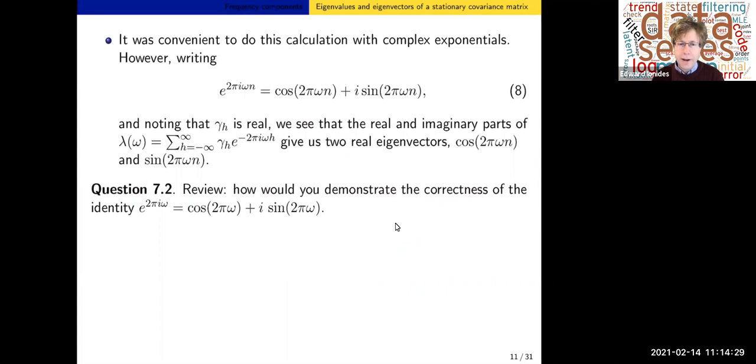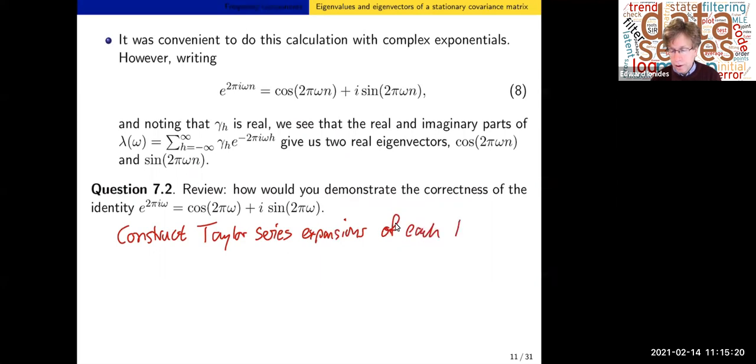Here's just a little exercise. If you want to make the transition between the complex numbers and the sines and cosines, it's all based on this identity that e to the 2 pi i omega is cos 2 pi omega plus i sine 2 pi omega, which you could, if you wanted to, check by constructing Taylor series expansions of each term, and if you want that little exercise in Taylor series expansions, that's worth doing.